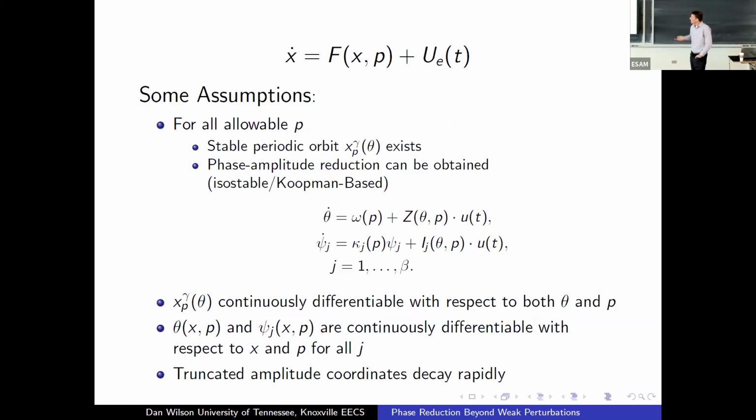So first, a few assumptions. Again, for all allowable P, I'm going to assume that I get a stable periodic orbit, that I can take that periodic orbit and do a phase amplitude reduction. So I have theta dot is equal to omega plus z times u, my standard phase reduction. I also have a reduction of my isostable coordinates as well, so something similar. I'm also going to assume some level of differentiability with respect to my parameters, because I'm going to take some partial derivatives in just a second. And also that I have some amplitude coordinates that I can truncate because they decay rapidly.